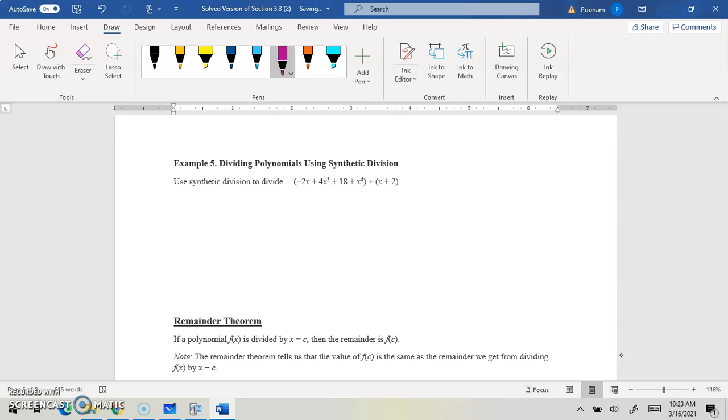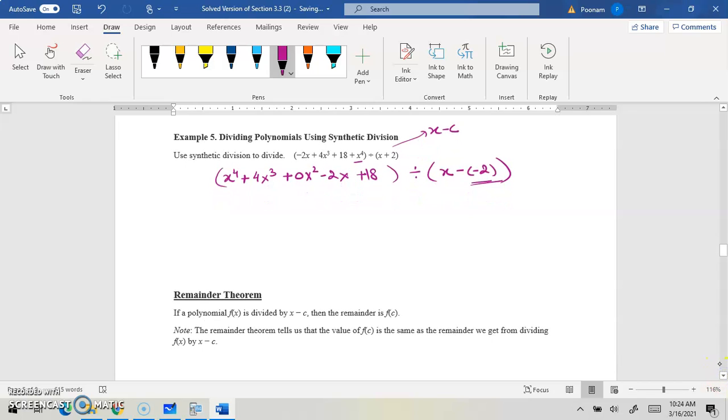We have to divide this polynomial by x plus 2. The first thing is to write it in the standard format. That means we have to write it by the highest power, so x to the 4th in descending order of powers, 4x cubed. The x squared term is missing, so 0x squared minus 2x plus 18. So this is the polynomial which has to be divided by x plus 2. I have to write this in x minus c format, so I'm going to write x minus negative 2. So what is c? c is negative 2.